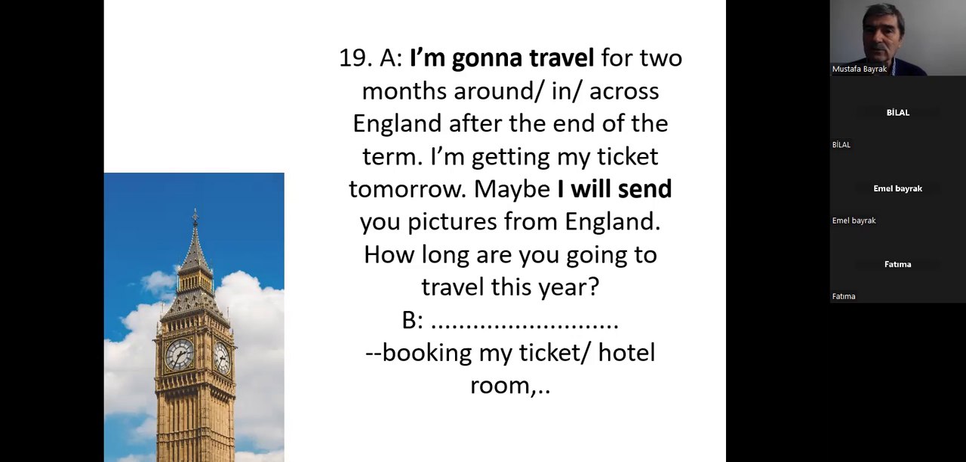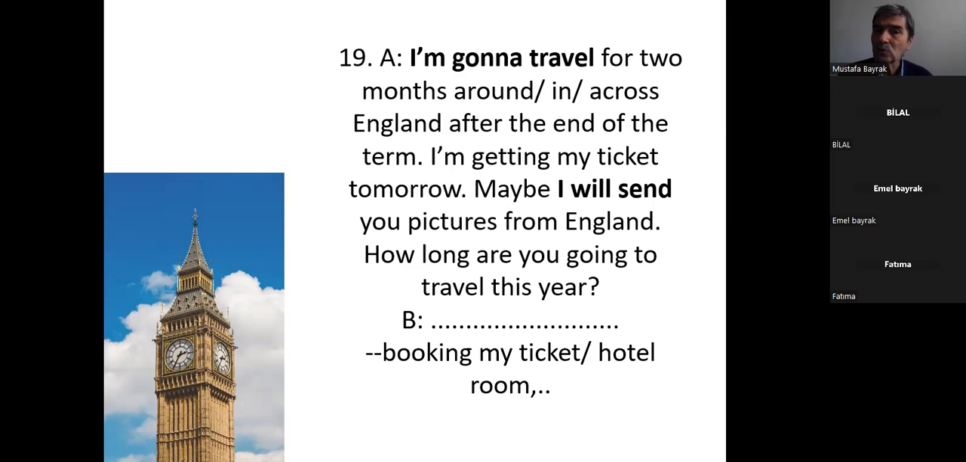How long are you going to travel this year? I'm not sure, but I think I will travel. We don't use "be going to" here, okay? So we say: I am not sure, but I think I will travel for 15 days this year. Booking my ticket, hotel room. Okay, booking as a verb means reserve, okay?